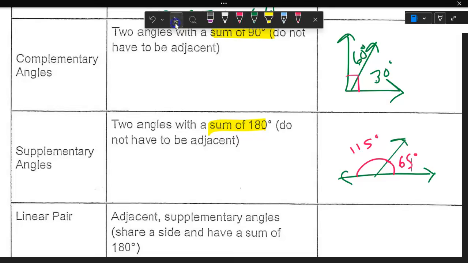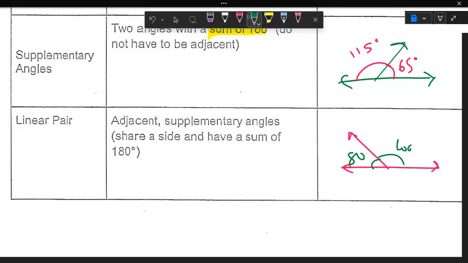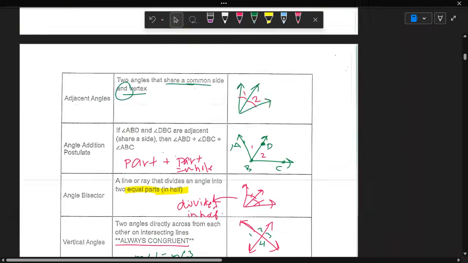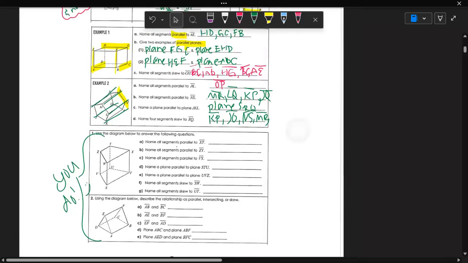All right, last one. Yay, linear pair. Adjacent, supplementary angles, aka share a side and have a sum of 180. All right, so we got boom, boom, 100 degrees.